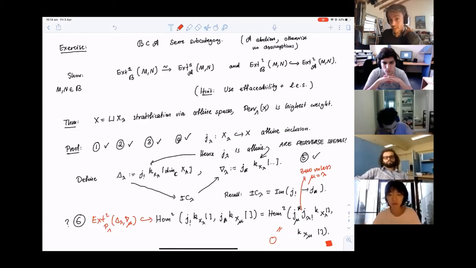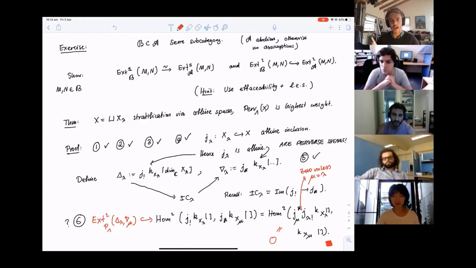I'm a little bit concerned, but anyway. I mean, we definitely know it in the derived category. But can we prove it directly before we know that there's an equivalence with the derived category? Anyway, so we can deduce it. Ah, so we do need this.